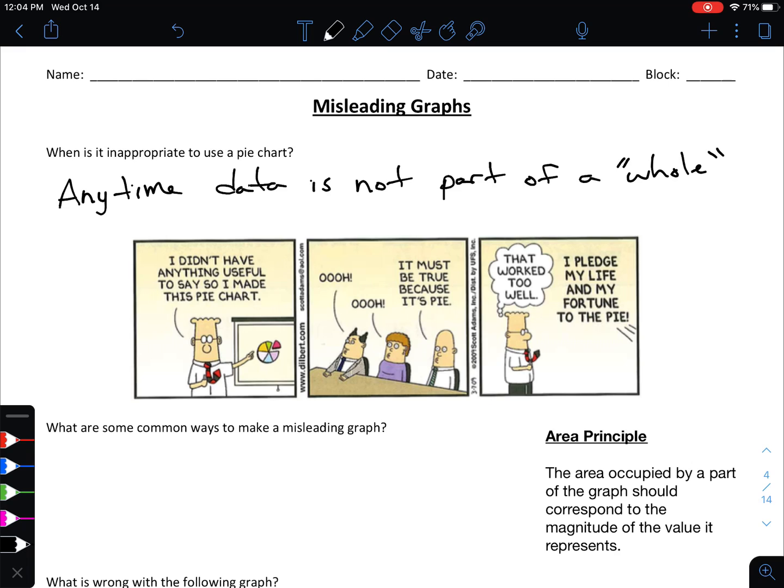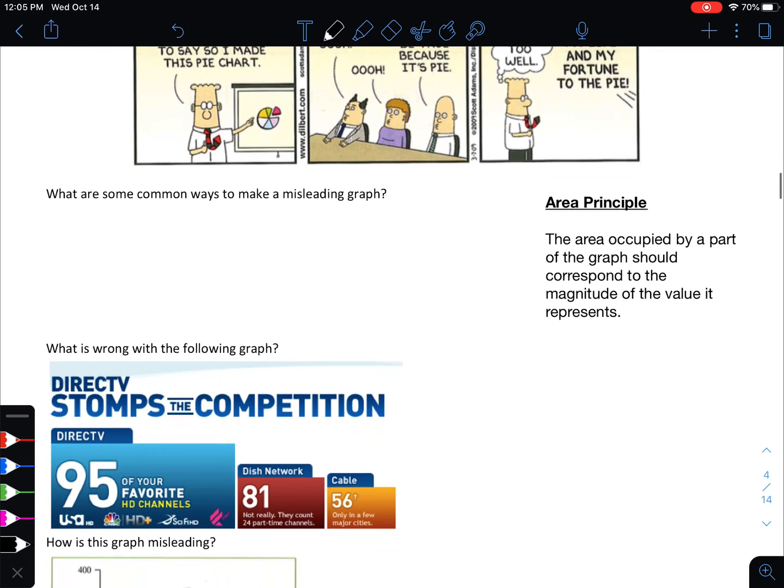So I've got this kind of funny cartoon for you, and I'll just read it to you. It says, "I didn't have anything useful to say, so I made this pie chart." And everyone's real impressed. Ooh, it must be true because it's pie. And he's like, well, that worked way too well. And they're over here pledging their life to the pie. So yeah, in terms of statistical value, the pie chart really is not worth a whole lot. So we tend to use bar graphs more often than not. So that's what we'll mostly focus on for the rest of this section of the notes.